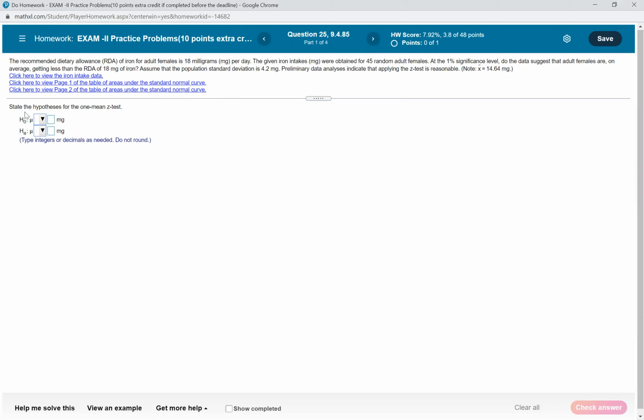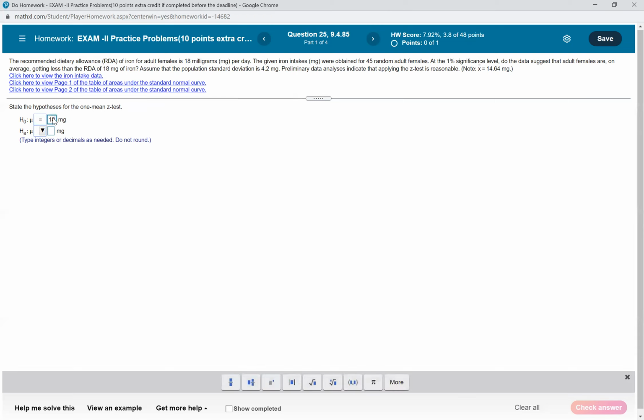So first you need to state the hypothesis. What do we want to test here? We want to see whether adult females are on average getting less than the RDA of 18 milligrams. So the null will always be equal. The hypothesized value is 18, and we want to see whether mu is less than 18 milligrams. So this is our hypothesis.